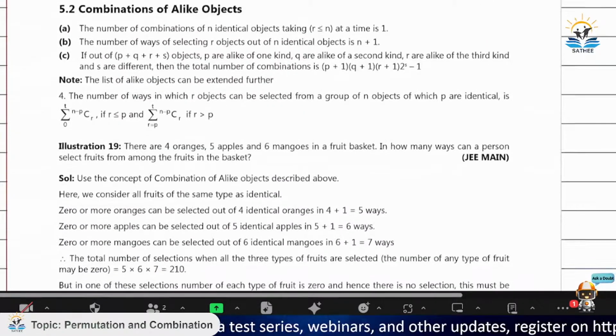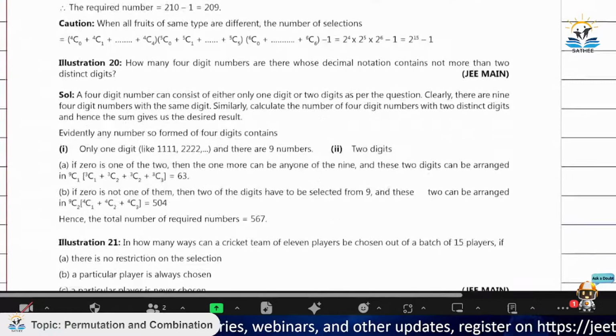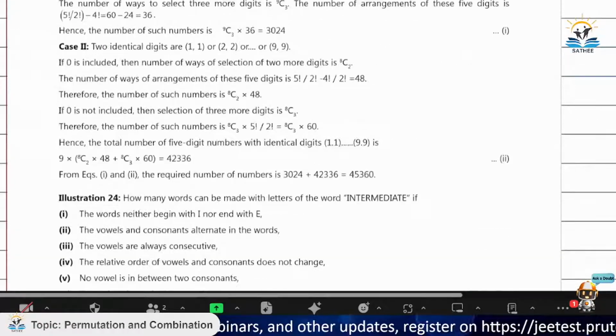आई होप वी कवर अप ऑलमोस्ट द थ्योरी पार्ट ऑफ इट। बाकी अगर होता है तो we'll just try to cover it in a different lecture.